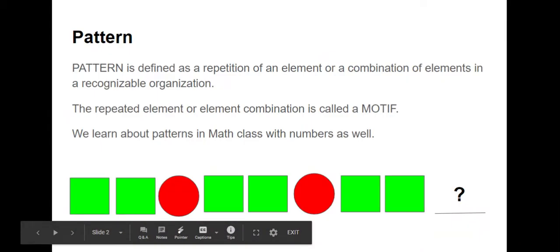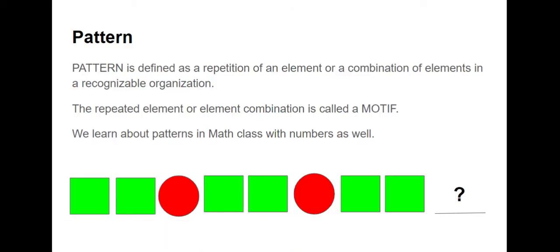Pattern's a pretty easy principle of design to understand because you've been learning it since elementary school. Pattern is defined as a repetition of an element or a combination of elements in a recognizable organization. So when you have that element or combination of elements that you're repeating, that individual element or combination is called a motif. So you're repeating the motif in an organization.